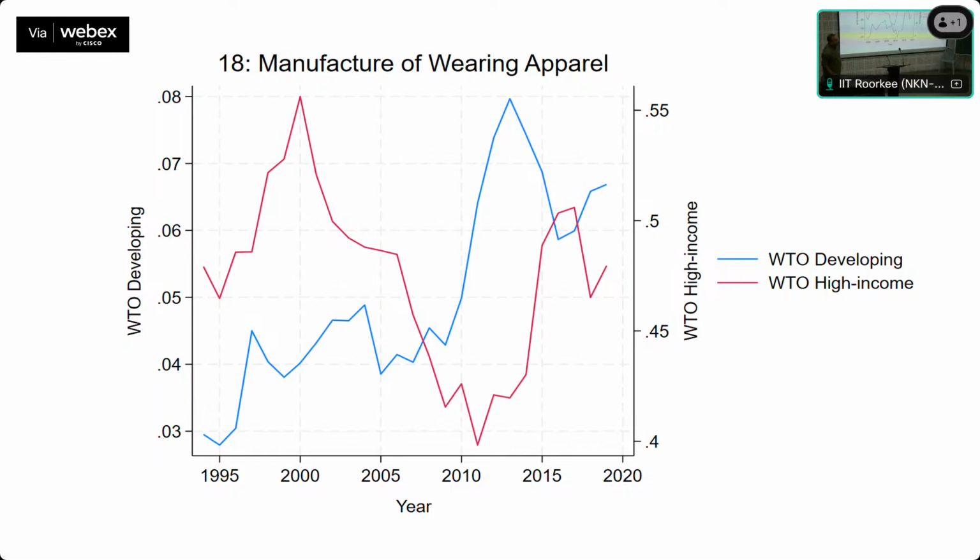So we see that developed countries or high-income countries have started exporting more again, and developing countries have been around 2016. 2000 here, this one, right? Yeah, this one, there's some kinks around 14 and 15.